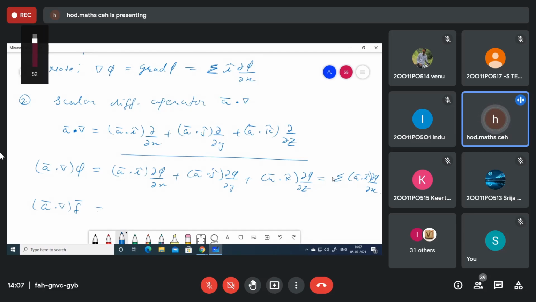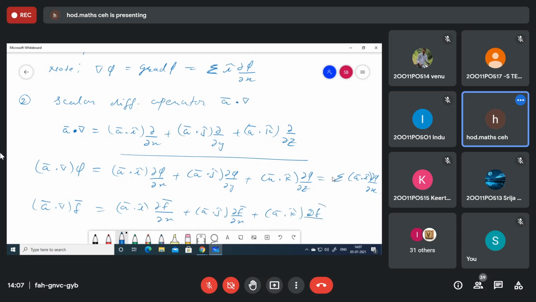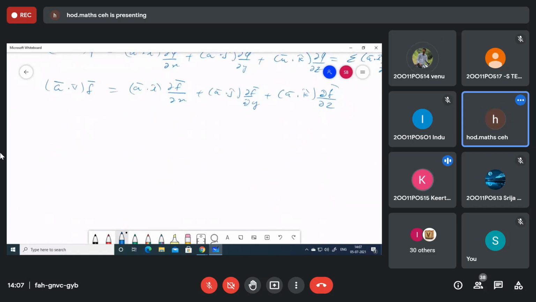Similarly, this operator I can apply on a vector function also. On a vector function, when I apply, a bar dot i cap will be as it is, and I will differentiate f bar with respect to x. Similarly, a bar dot j cap dou f bar by dou y plus a bar dot k cap dou f bar by dou z. Understood?